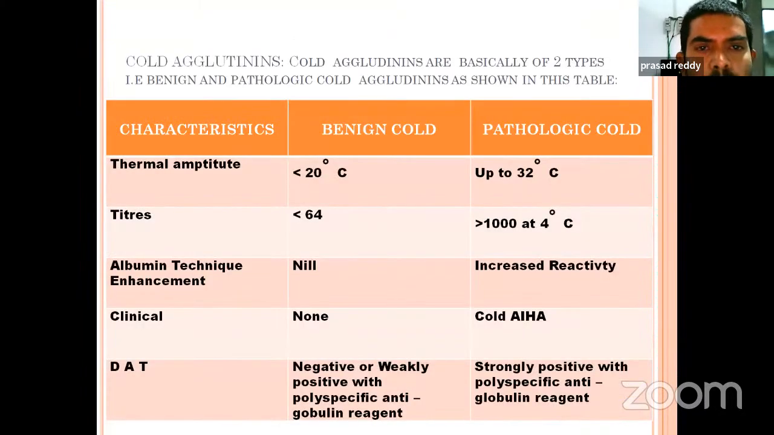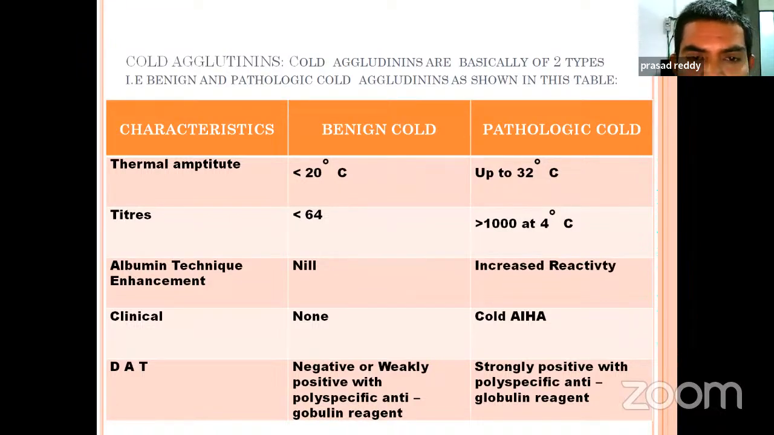Next, cold agglutinins. Cold agglutinins are basically of two types: benign and pathologic, as shown in this table. We can see the characteristics, and we can classify them as benign cold and pathologic cold. So, what are the characteristics of benign cold antibodies and pathologic cold antibodies? The thermal amplitude: benign cold antibodies we can find at less than 20 degrees Celsius, and pathologic cold antibodies we can find up to 32 degrees Celsius.